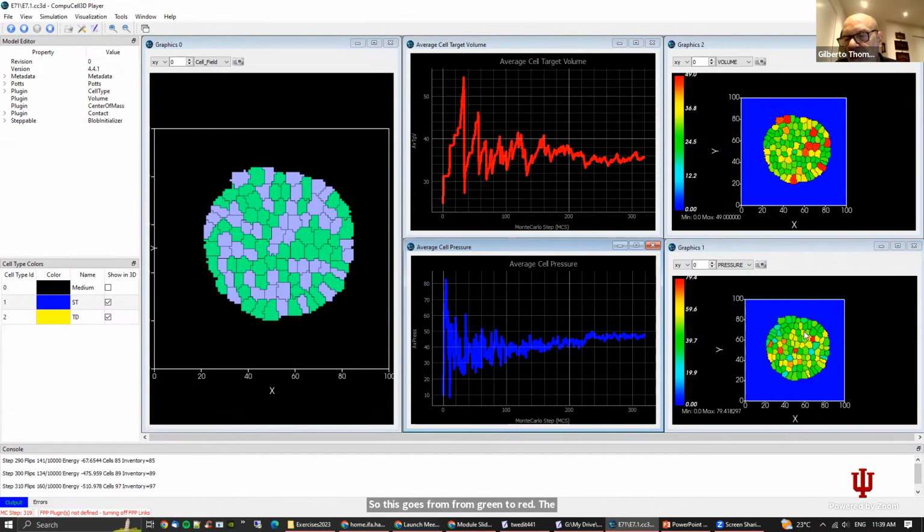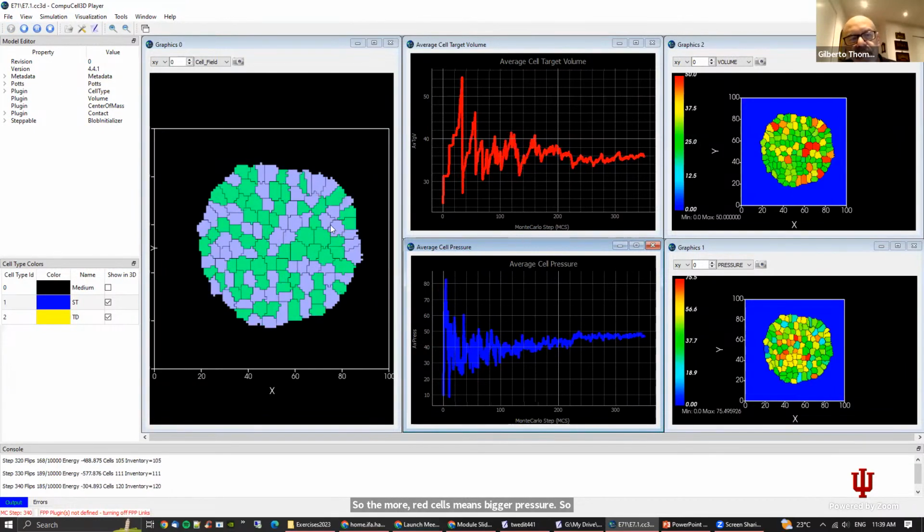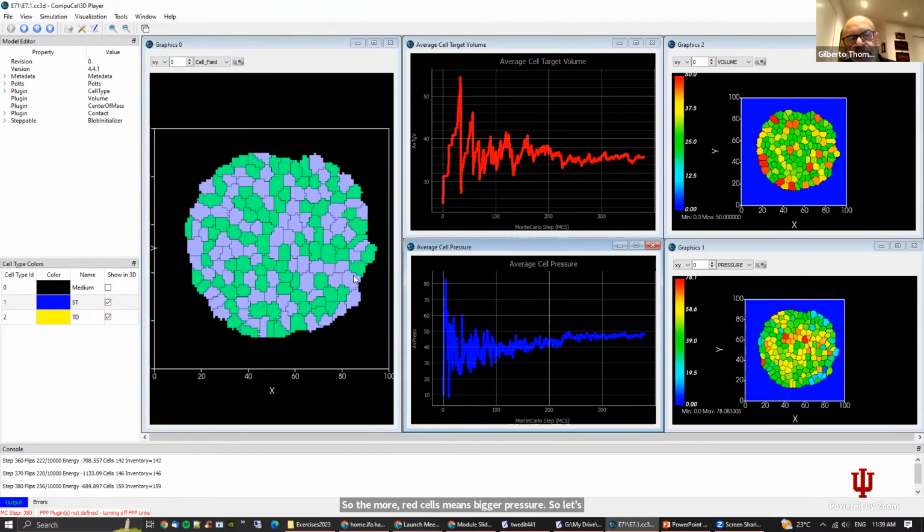The same kind of behavior we have here in the pressure. We also have a color code, and the pressure can have any value, whether the cells are under pressure or exerting pressure. It can be negative or positive. So the more red the cells, the bigger the pressure. So let's run to see the region.